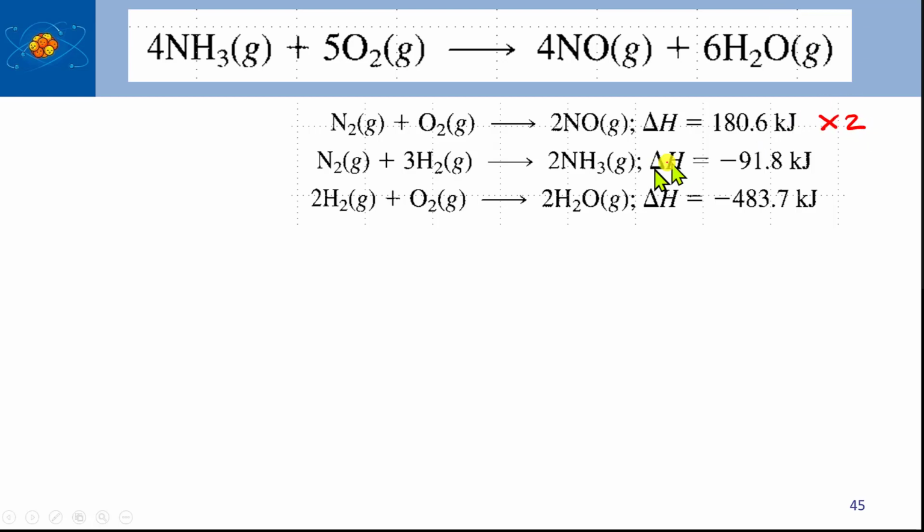Now I'm going to look for another edge piece. What does that mean? Well, look, there's NH3 over here, and there's no N2 or H2, so that's not a very good guide for all this. So notice that this NH3 is over on the left side here, and there's twice as much. So I'm going to reverse it, which means I'm going to take the negative of that value, and then I'm going to multiply it by 2.